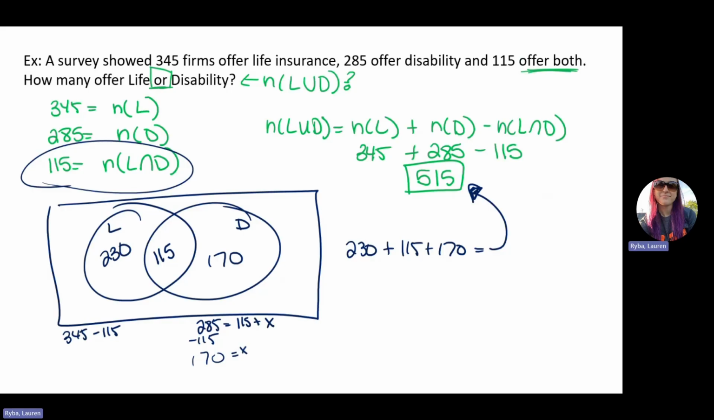So if you have a way that you prefer, like if you honestly love Venn diagrams and you want to do it that way, that's totally fine. This is technically a little faster, but either one will get you to the same answer.